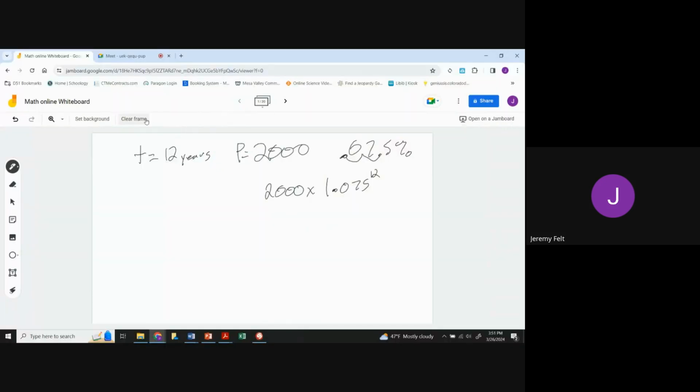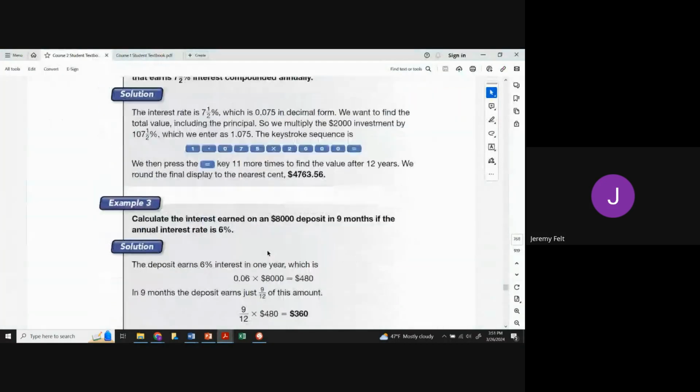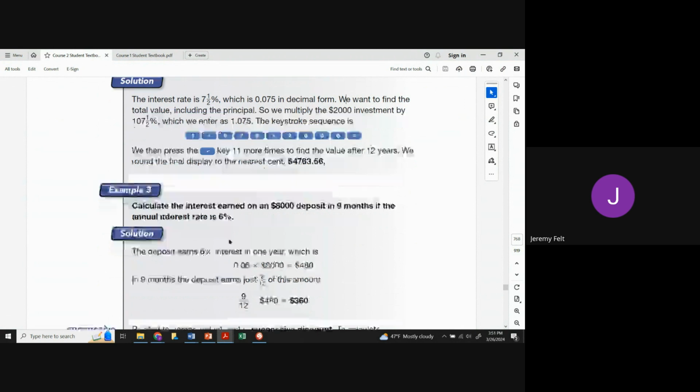So we can keep doing that for 12 years, or we can go back and say, okay, I know 2,000 is my principal. Times every year it's going to be 1.075 of whatever the starting point is. So I can just do that and raise it to the power of 12 because that's my number of years. So I'm going to end up with 4,763 and we round to 56 cents. So we were given that. 4,763 and 56 cents. So again, money, so we round to 2 decimal places to make life easier.